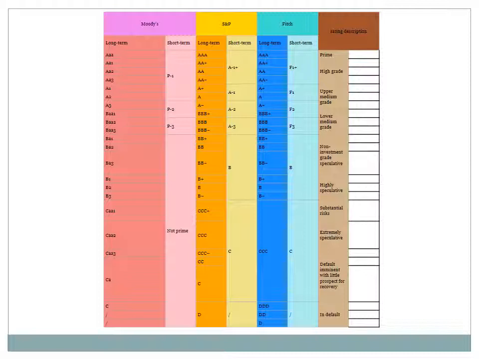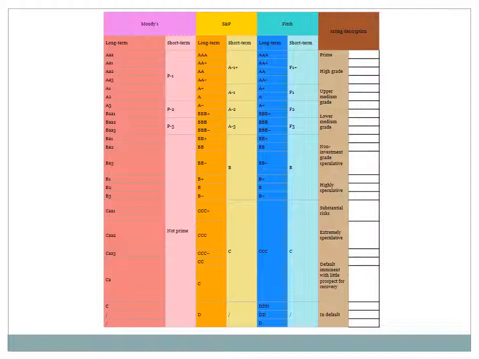This slide just shows you what the ratings look like, and you can see they all are very similar. The highest rated corporate bond with Moody's is a AAA, same with Standard & Poor's, I'm looking at the long term, and same with Fitch's. So you can see the ratings are very, very similar. I like the Standard & Poor's and Fitch's ratings because I think they're a little bit more straightforward.